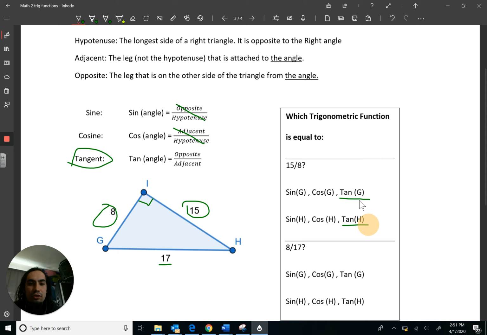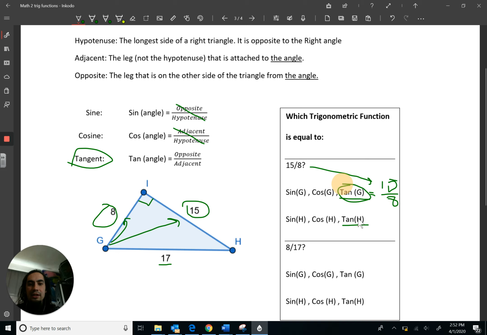All right, let's just try G out. For G, the opposite side is 15, and the adjacent side is 8. So tangent of G is going to be opposite over adjacent, so 15 over 8. Okay, that's good. That's what we wanted. We wanted 15 over 8. We got it. So that must be the right answer.